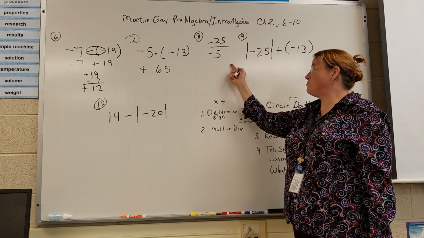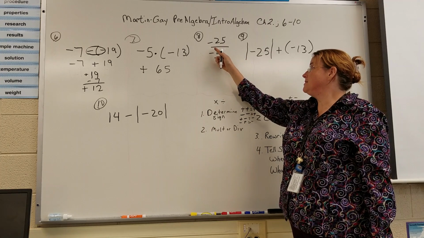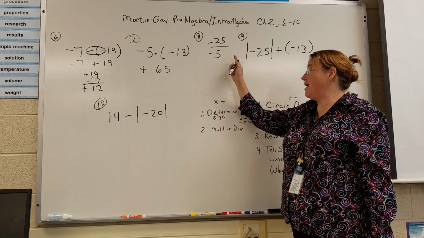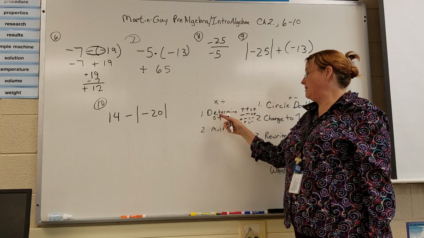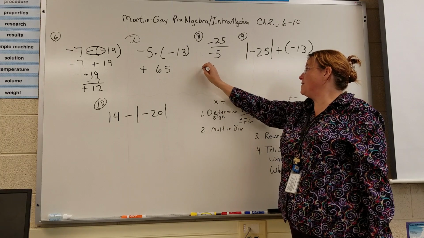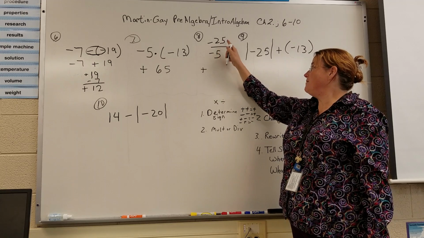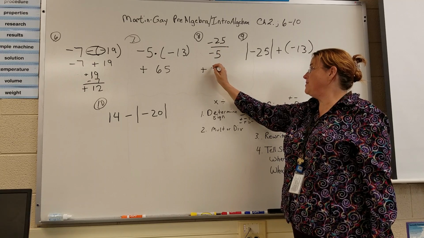This is a division problem. Minus 25 divided by negative 5. Again, 2 minuses means my answer is positive. 25 divided by 5 is 5.